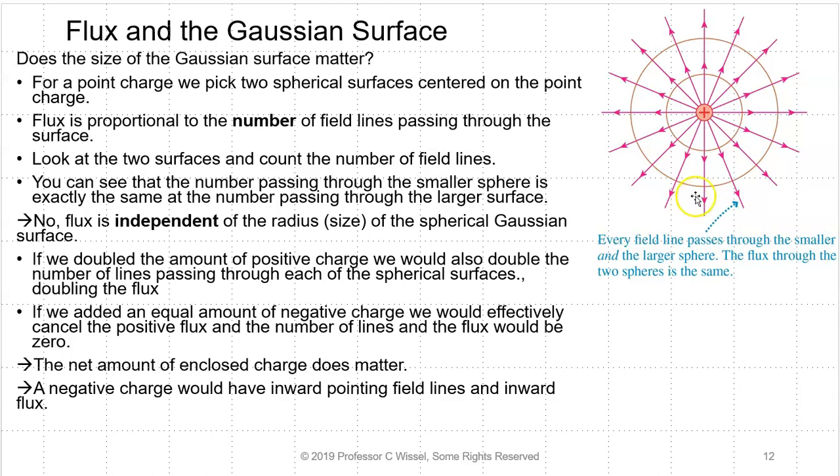If we doubled the amount of positive charge, we would also double the number of lines passing through each of these spherical surfaces. That would double the flux. If we added an equal amount of negative charge, we would effectively cancel the positive flux, and the number of lines and flux would be 0. So the net amount of enclosed charge does matter. A negative charge would have inward pointing lines and inward flux.